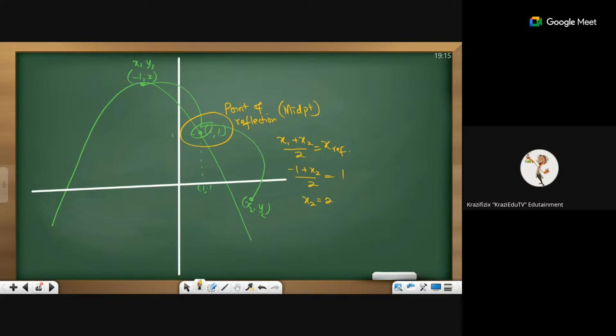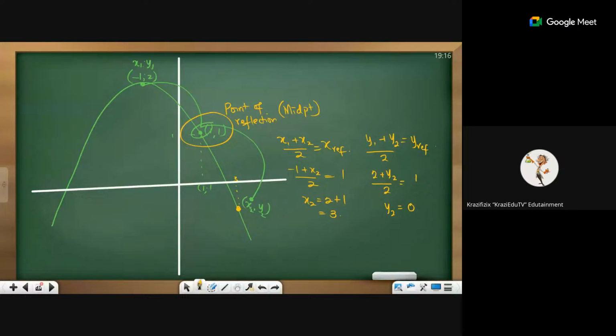2 plus 1. 3. What about the y value? y1 plus y2 over 2 equals the y point of reflection. What is my y1? 2. Do I know my y2? No. Do I know my point of reflection? 1. What's your answer? 0.